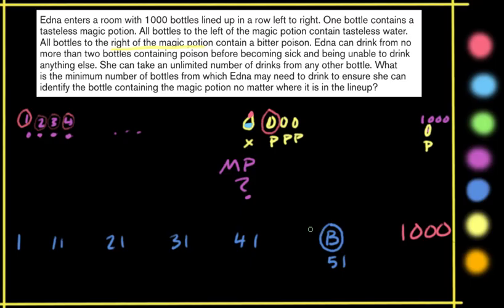Well, what does she know? She knows that the magic potion has to be somewhere between 41 and 50. So she can go back and just start tasting these one at a time.